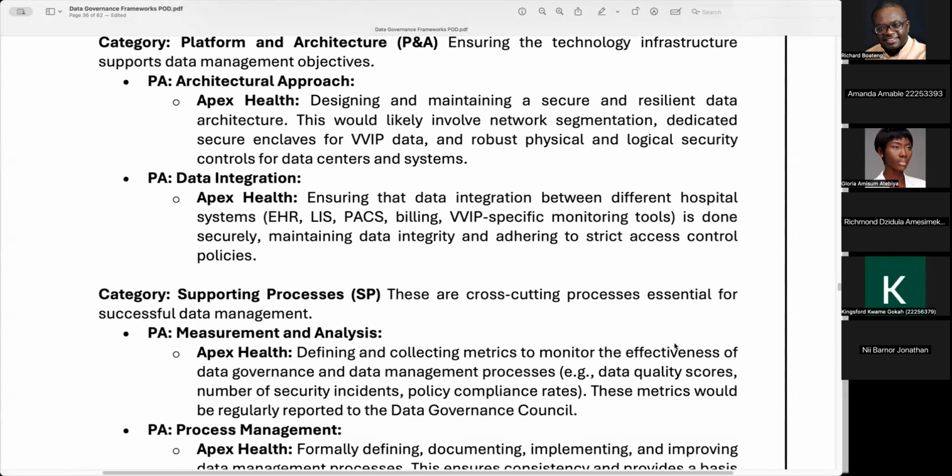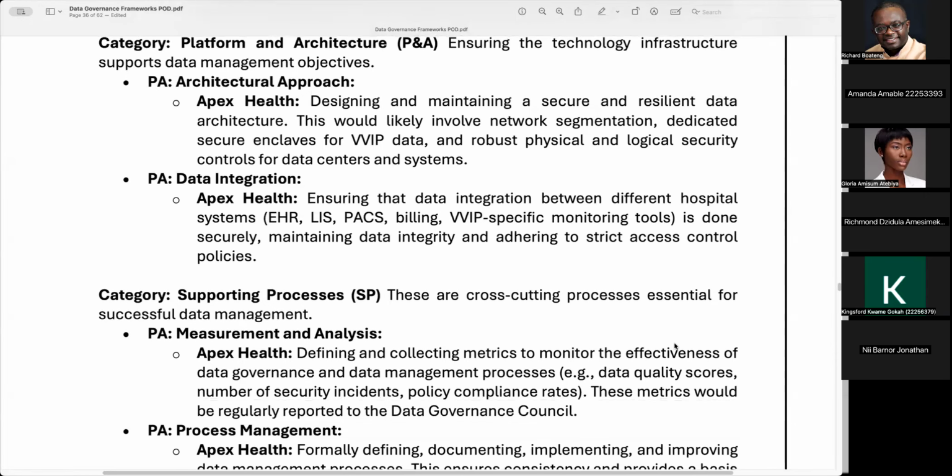Architecture and integration are covered too. Yes. The architectural approach PA guides designing a secure and resilient data architecture, likely involving network segmentation, potentially dedicated secure enclaves for VVIP data storage and processing, and strong alignment between physical and logical security controls.